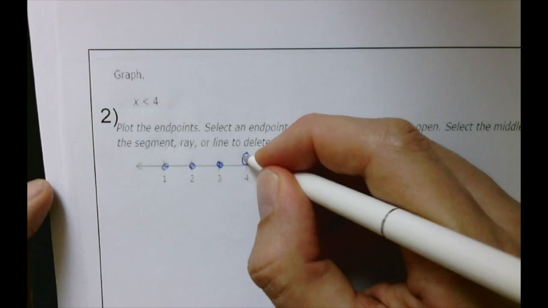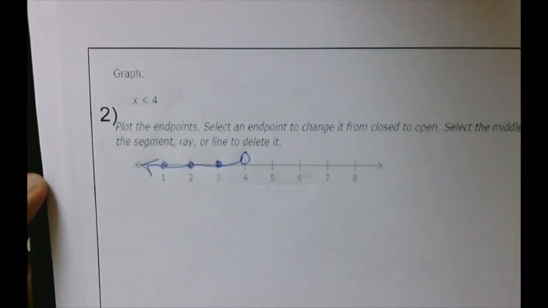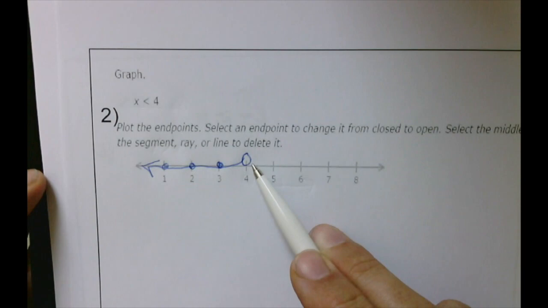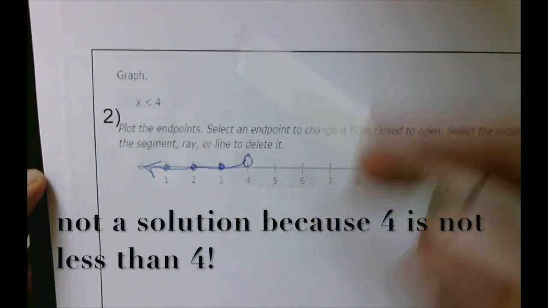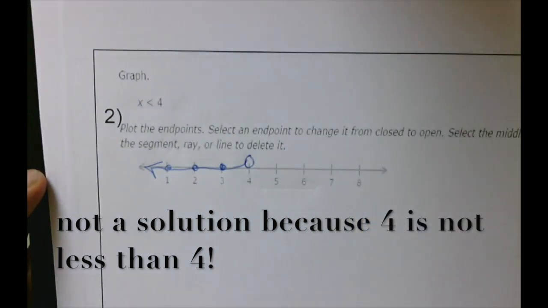Next, I'll connect my lines, or my dots. And there's my solution. X is less than 4. Notice how we have an open circle because there's no line underneath our inequality sign. Also remember that 4 is not a solution, so therefore the circle stays open.